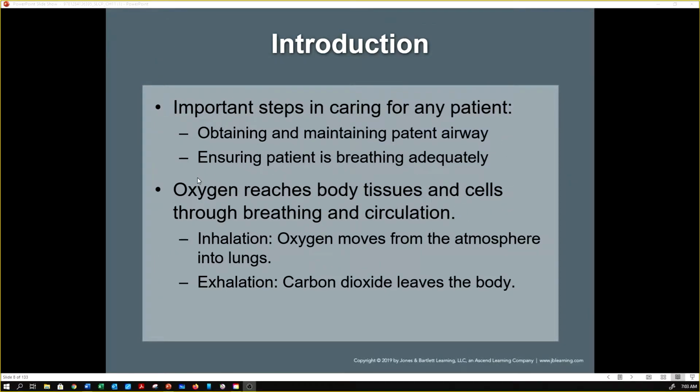So let's introduce the chapter. It's an extremely important subject that gets overlooked quite a bit. It gets overlooked because sometimes we assume we have a patent airway when we shouldn't assume. There's been plenty of professionals in our job sector that have been burned on airway, all the way up to the level of physician. They take it for granted, and it's important to never take an airway for granted.